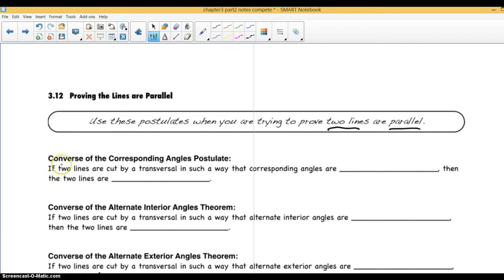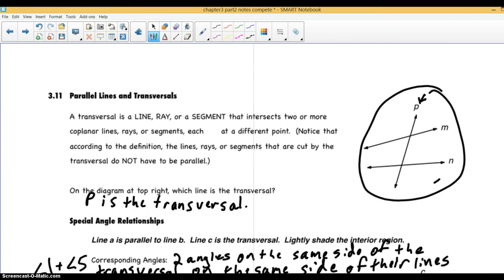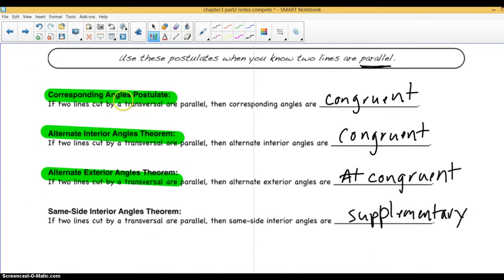If two lines are cut by a transversal in such a way that corresponding angles are congruent, then the two lines are parallel. And this comes directly from our notes yesterday at the bottom, where corresponding angles were congruent.